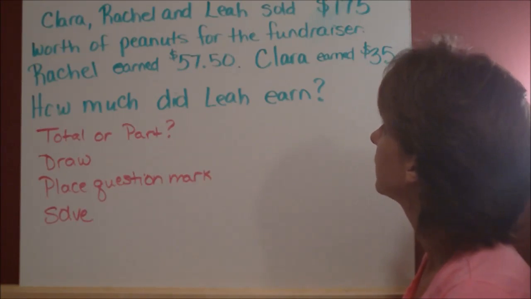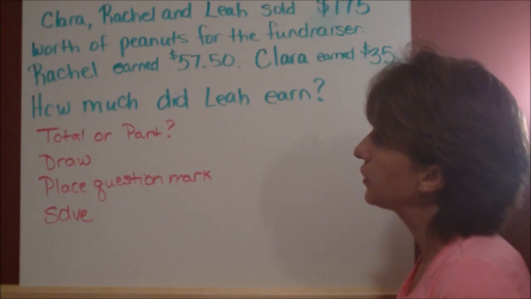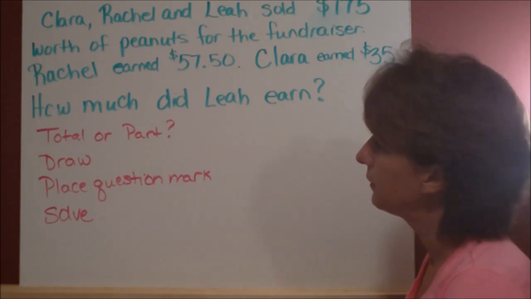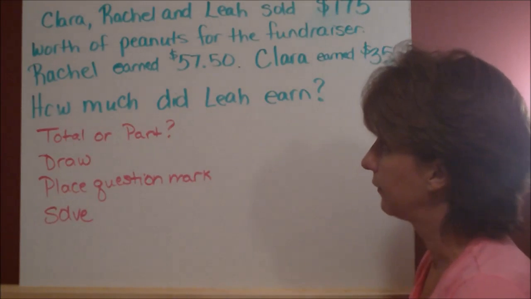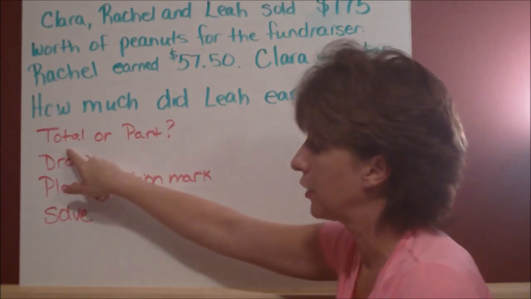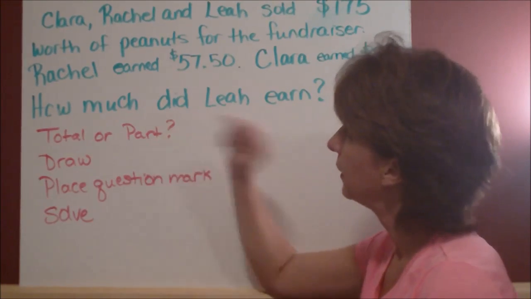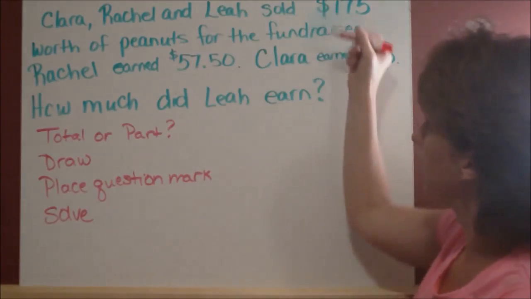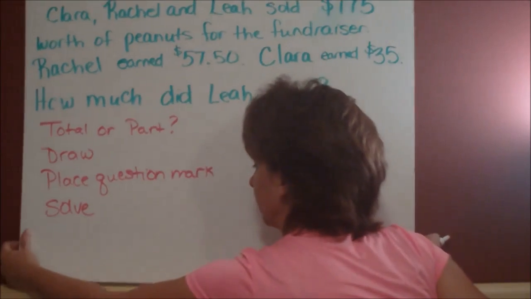Clara, Rachel, and Leah sold $175 worth of peanuts for the fundraiser. Rachel earned $57.50. Clara earned $35. How much did Leah earn? So I ask myself, the question is, how much did Leah earn? Is Leah the total that I'm looking for, or a part of the total? Because these three were included in the 175, that is my total.